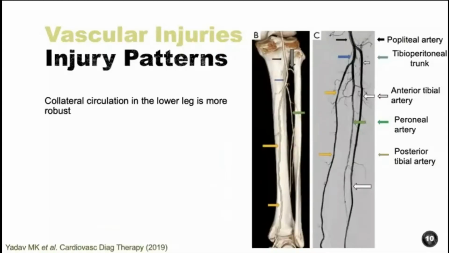So I want you guys to think about the diagram on the left, which is a reconstruction of a CT, and try to correlate that with both the anatomy that you recall as well as with the angiogram on the right that shows what we call three vessel runoff from the popliteal artery through the tibioperoneal trunk, which then becomes the peroneal artery and the posterior tibial artery, and the anterior tibial artery into the lower leg.